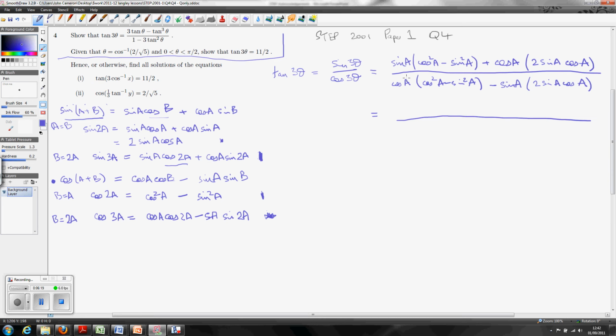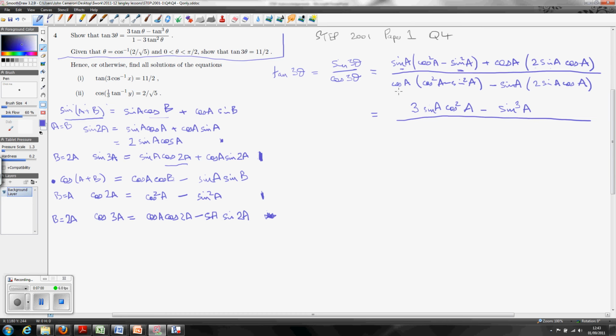Big line for the no. Let's look at the numerator. Starts off sine A cos squared A. If I look over to this term here, this is cos A sine A cos A. So that's also cos squared A sine A, except there's 2 of them. So in total that will be 3 sine A cos squared A. That's dealt with most of it, but I'm left with sine A here times sine squared A here, which is minus sine cubed A. That's the numerator.